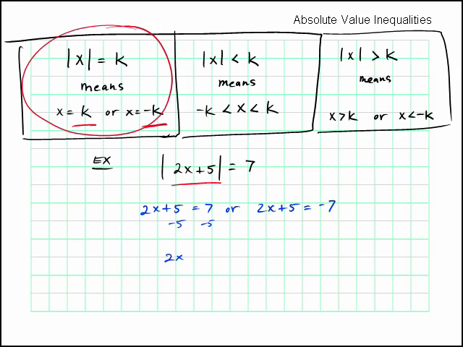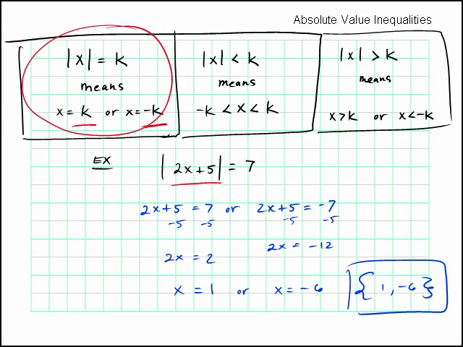2x equals 2, x equals 1. And then over here we've got 2x equals negative 12, divide by 2, and what do we get? Negative 6. And notice these are equations, so it's just two numbers. You don't do any of the graphing or anything. The solutions are 1 and negative 6, the two solutions to the absolute value equation.